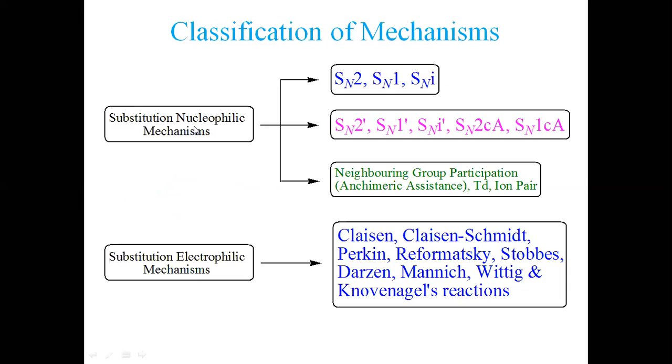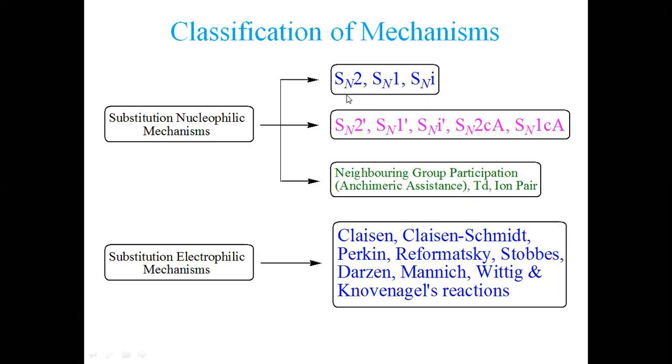Substitution nucleophilic reactions are of various kinds. So it may be diverse methods. I have highlighted a few of them here: SN2, SN1, SNi, similarly SN2 prime, SN1 prime, SNi prime, SN2CA, SN1CA, neighboring group participation, which is also called anchimeric assistance, TD mechanism, which is an abbreviation of tetrahedral mechanism, similarly ion pair mechanism. So these are almost a dozen different mechanisms which operate with aliphatic systems.